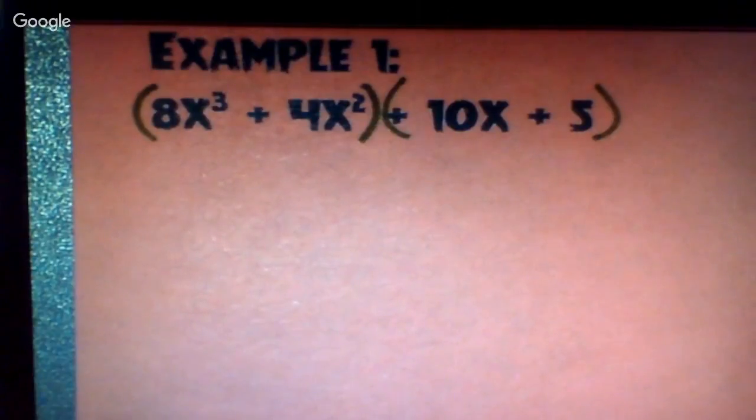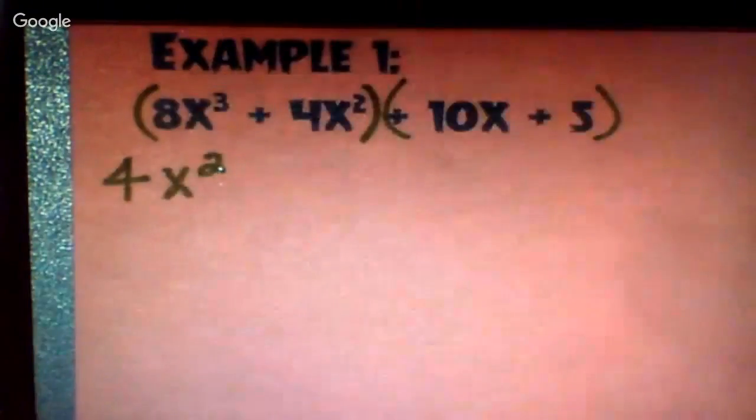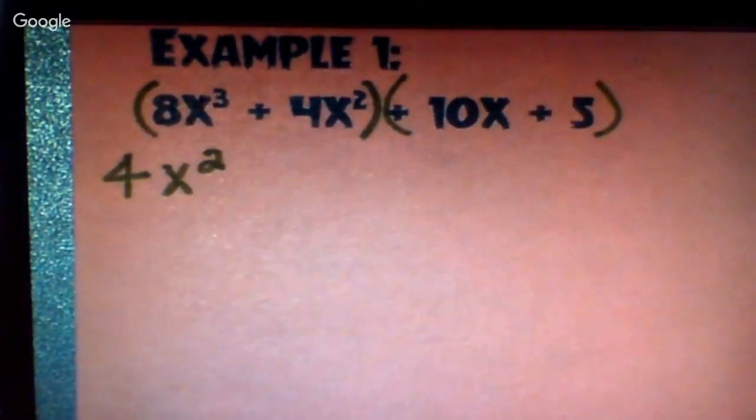Take a look at your first binomial. What do they share in common? X's. How many? 1. 2. We've got 3 and 2, so I can pull out 2. What about 8 and 4? What can I pull out? A 4. So we can pull out a 4, and you said 2 x's. So that's 4x squared.